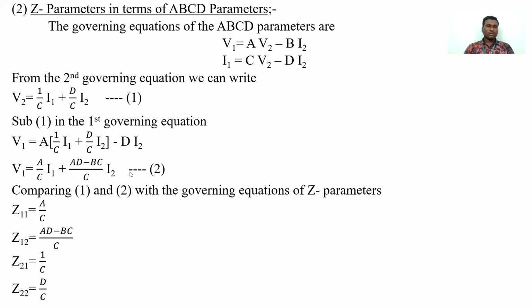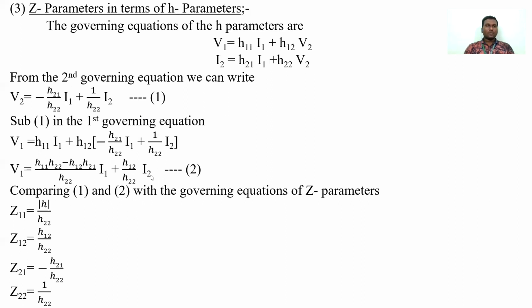So this equation is similar to the governing equations of Z parameters as well. That is why you'll compare the first equation and second equation with the equations of the Z parameters. That time you'll get Z11 is equal to A by C. All this you'll get there.